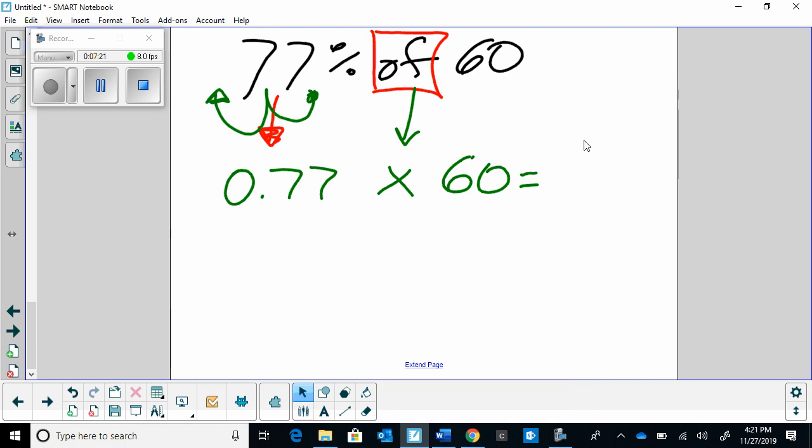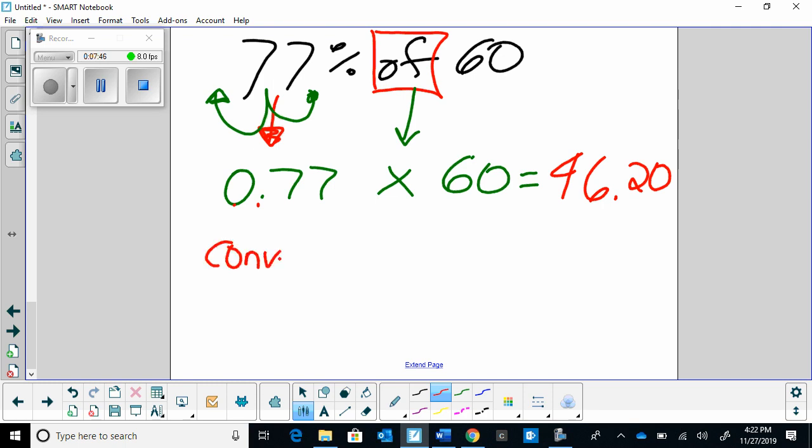This is how you can calculate it in a calculator. I enter 0.77 times 60, and that gives me 46.20, which is the exact same answer that we got in the last two, but we solved it a different way. So for these ones, you have to make sure that you convert to decimals.